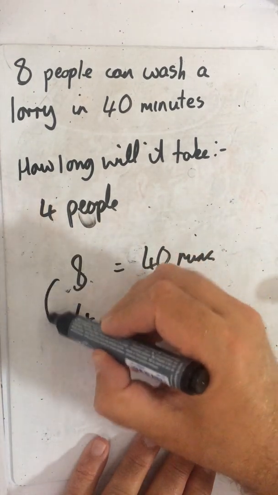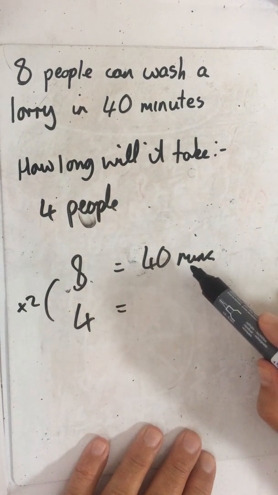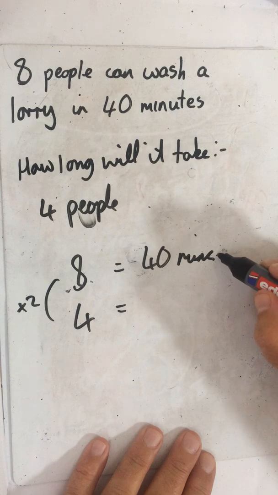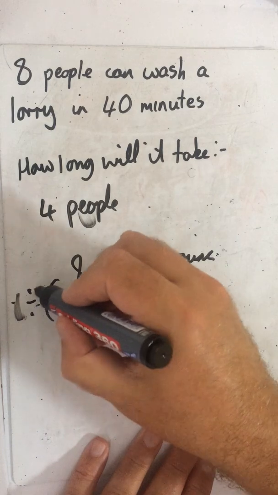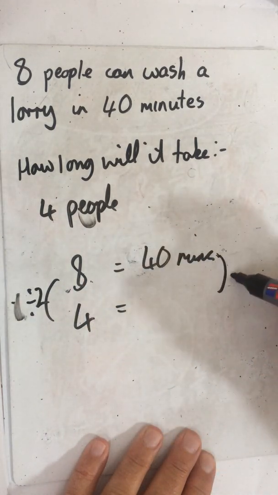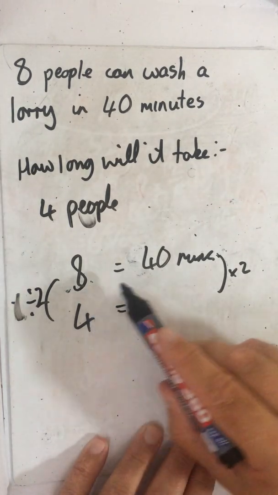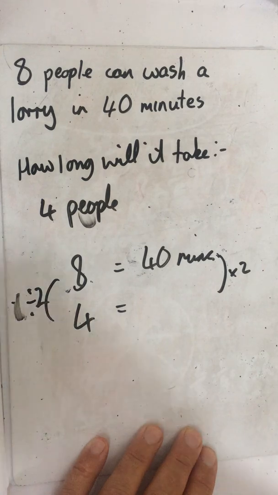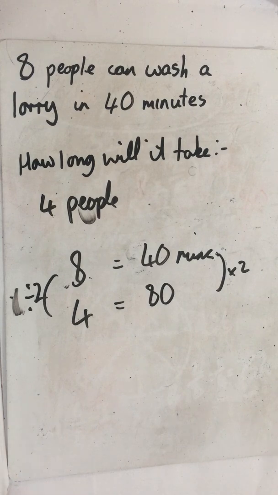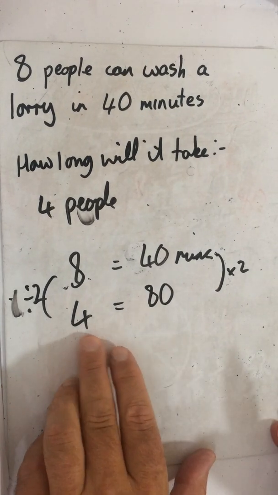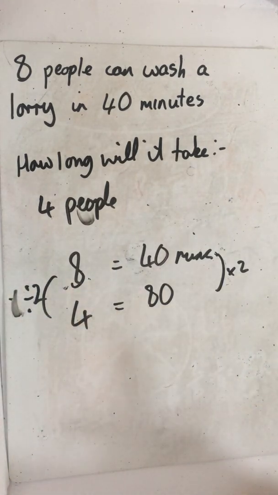So in this one, although I'm going from there to there, I'm dividing by 2, because obviously 8 people will do it quicker. On this one, I have to do the opposite and times it by 2. So just be careful you don't just dive straight in. So it means 4 people will take 80 minutes, won't it? Because it's going to take fewer people longer. So just take a little bit of care when you come to those ones.